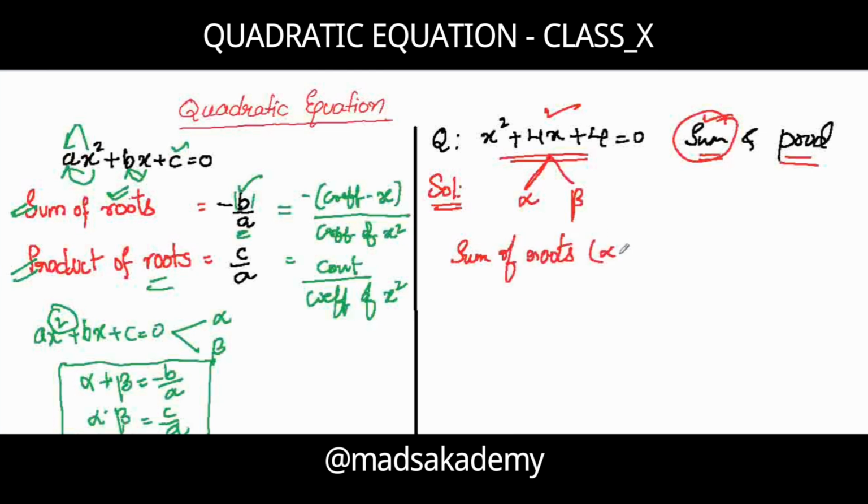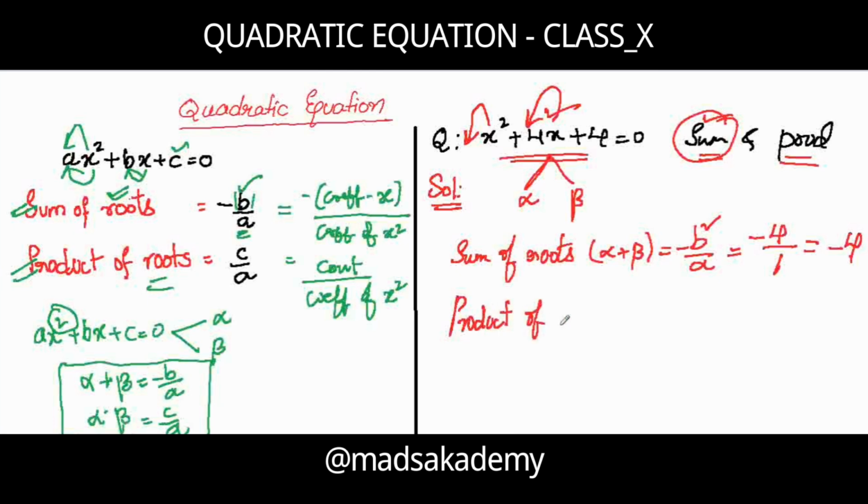Alpha plus beta is equal to minus b by a. What is b? b is the coefficient of x, so that is 4. Here minus is already there, so it will become minus 4 by a, the coefficient of x square, which is 1, which is nothing but minus 4. Next, product of roots. Product of roots is alpha beta, which is c by a. What is c? The constant, here 4, by a, here 1, which is 4.